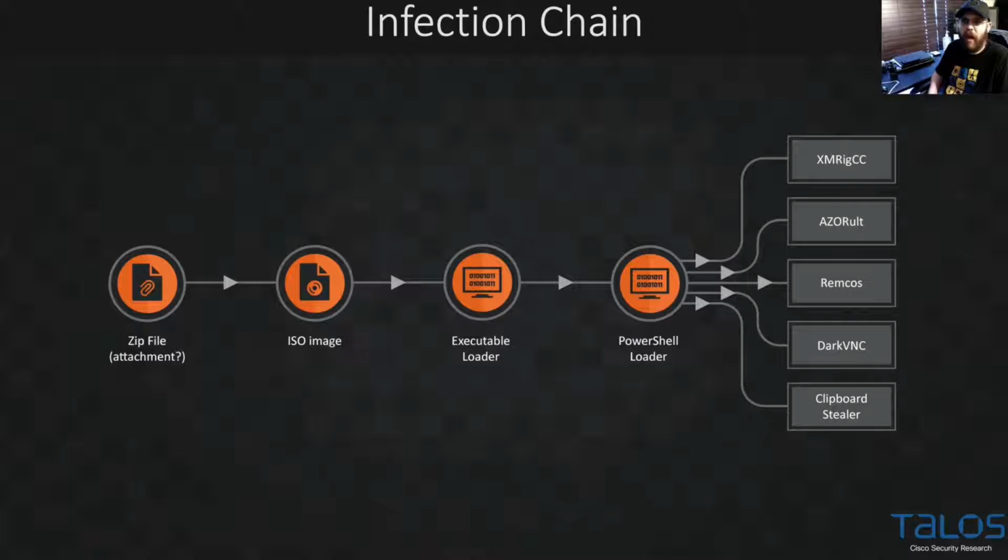So the PowerShell would operate on infected systems, and it was responsible for analyzing the system, determining what sort of parameters it was running within before making a decision as to what additional malware payloads it should deploy on the system. It had the capability of deploying cryptocurrency mining malware, an information stealer, several remote access trojans, as well as a clipboard stealer, which I'll talk about in a little bit.